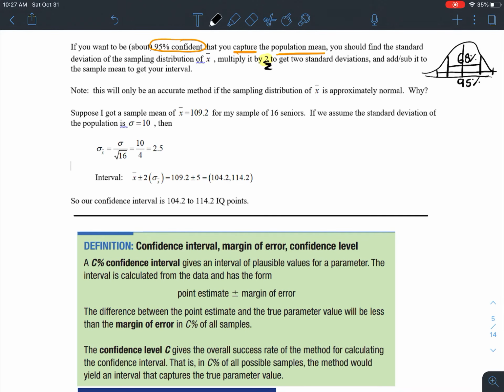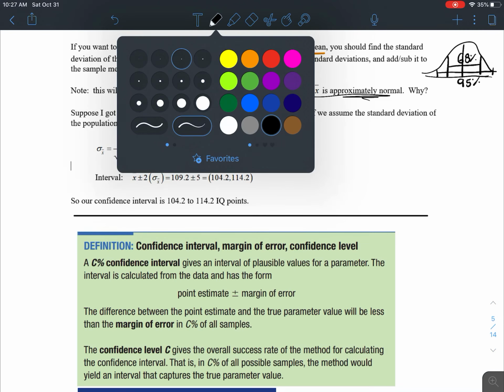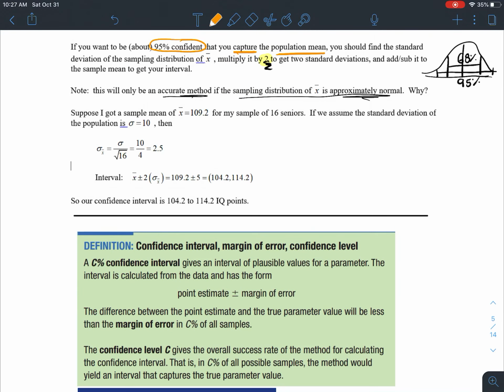Now, please note that this is only going to be an accurate method if the sampling distribution is approximately normal. So I'm assuming a few things here just to be able to have this little discussion with this example. We'll definitely break down the details with other examples. But let's just suppose that I took a new sample of 16 seniors, and my X bar revealed that the average IQ of those 16 seniors was 109.2. Now, if we were to assume, and I realize that this is a big assumption, that the standard deviation of the population of Dover High School seniors is 10.